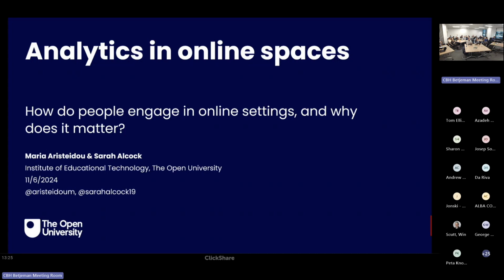So first, Sarah will introduce data analytics, what they are and how they can benefit you. And she will also provide a couple of cases of how data analytics have been used in other settings.